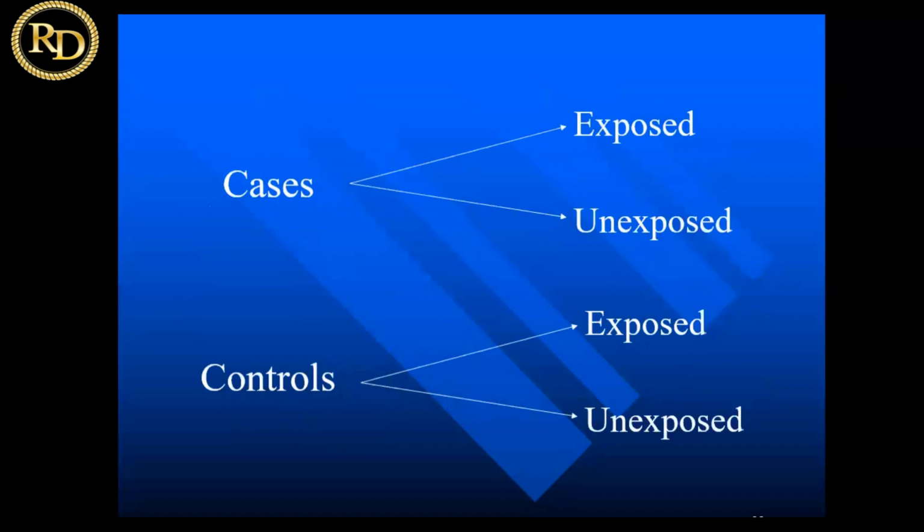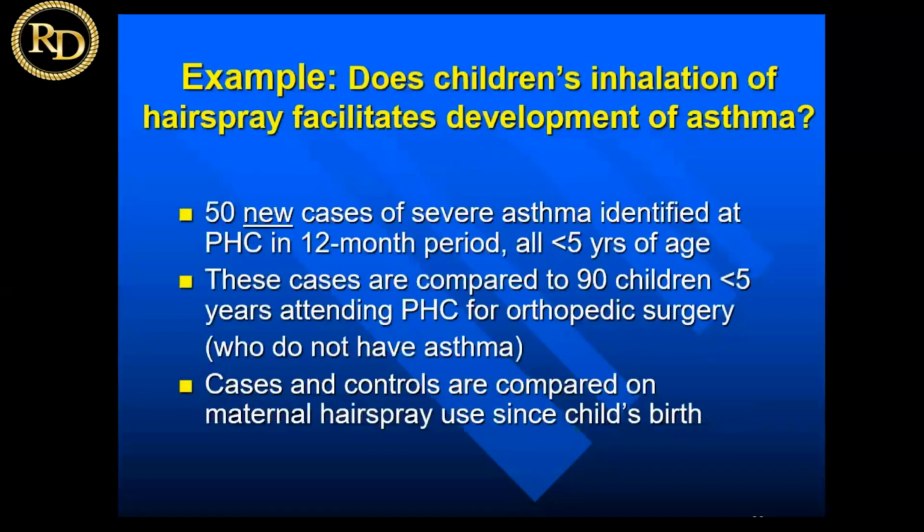Now come the cases which are exposed. This is how the study goes on, exposed and unexposed, and controls which were exposed and unexposed. Example: does children's inhalation of hairspray facilitate development of bronchial asthma? When children inhale aerosols or hairsprays, there were 50 new cases of severe asthma identified in a primary health center in a 12-month period, all less than 5 years of age.